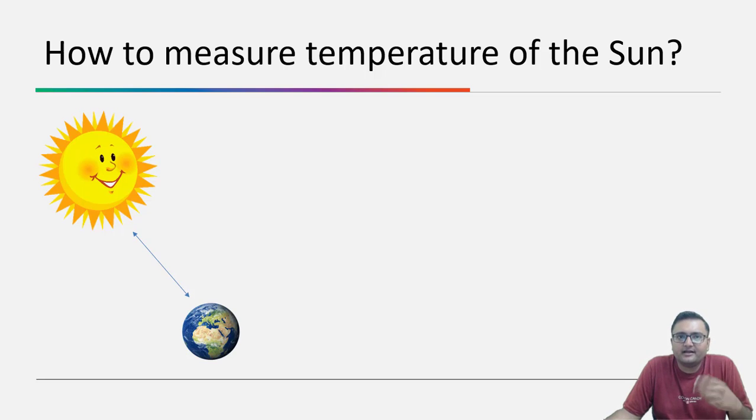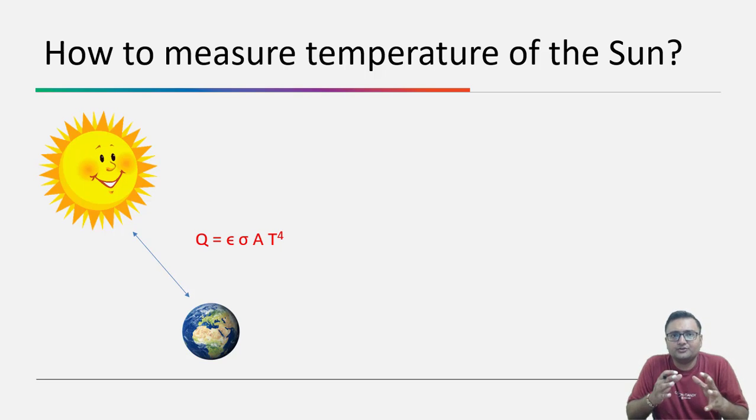But the sun is a radiative entity. So in order to find out the radiation coming out from the sun in terms of heat, the equation is Q = E sigma A T raised to 4. Now we need to know all the other terms except temperature. Why? Because temperature is our concern.